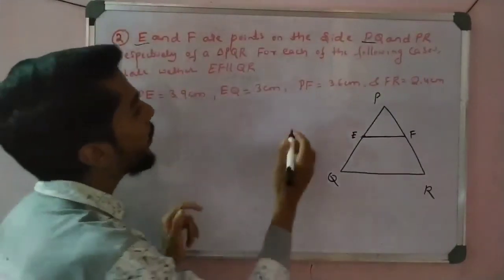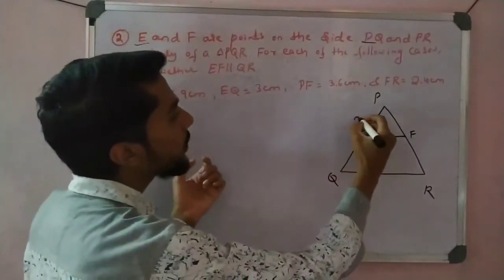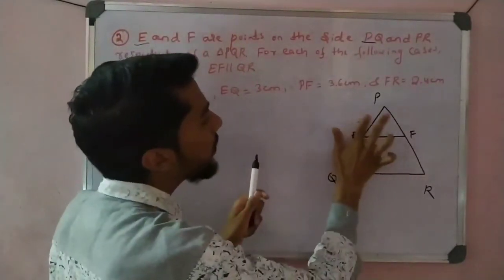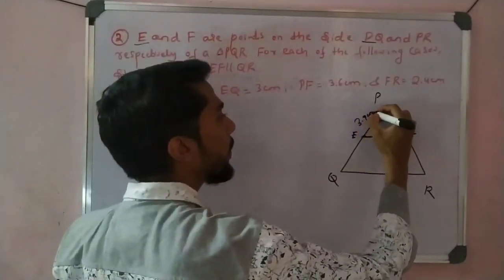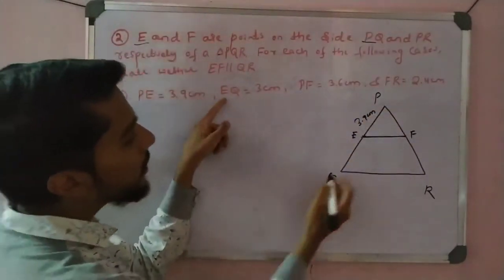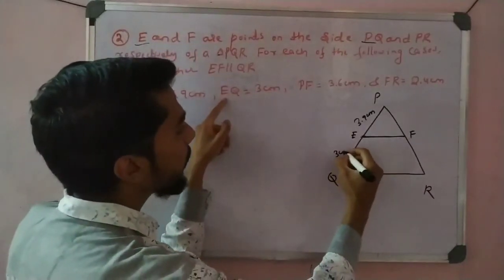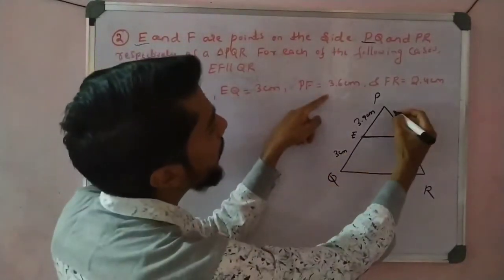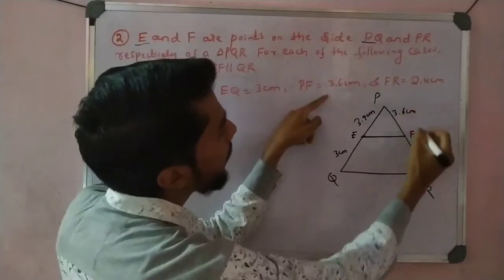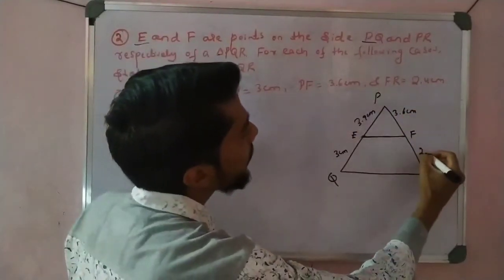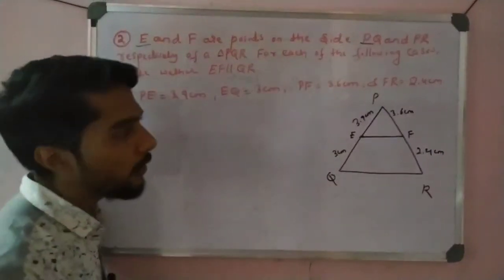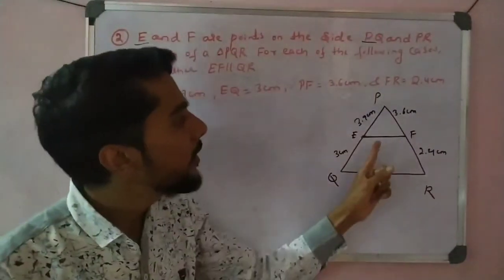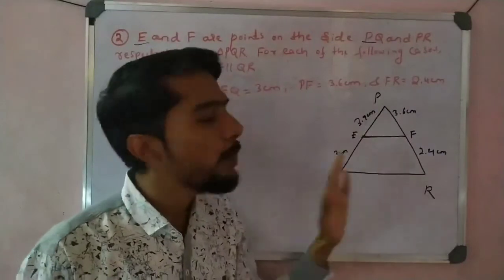If I put the values here, PE is equal to how much? PE is given as 3.9 centimeter, and EQ is given as 3 centimeter. And PF is given as 3.6 centimeter, and FR is given as 2.4 centimeter. Now all sides are given, so we have to prove whether the line EF and QR are parallel.